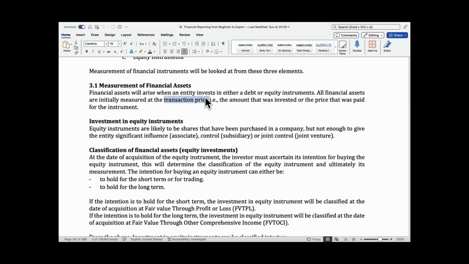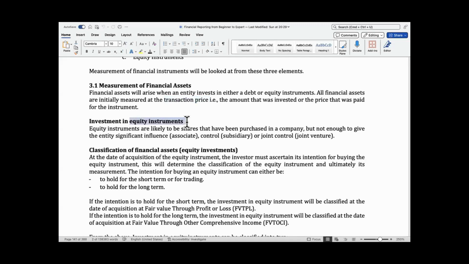So if you buy shares of 10 million naira, in your books record it at 10 million, measure it at 10 million. If you buy shares of 5 million, in your books it should be 5 million. Or if you invest in debt, in your books put it there as whatever amounts that you invested. So majorly, that is how we measure financial assets initially.